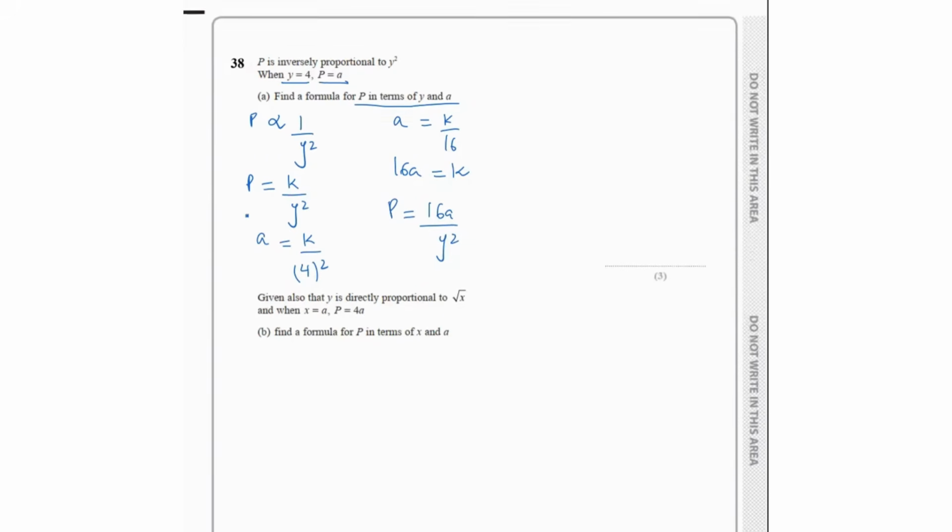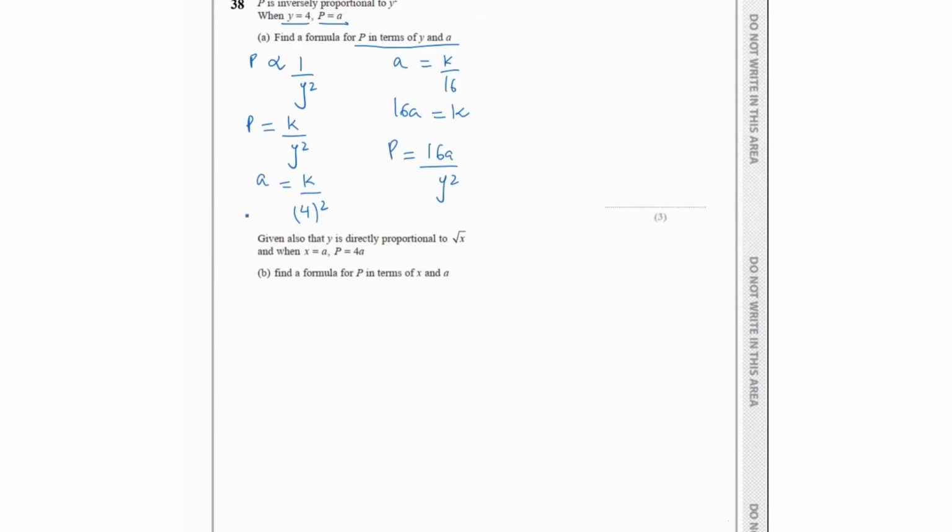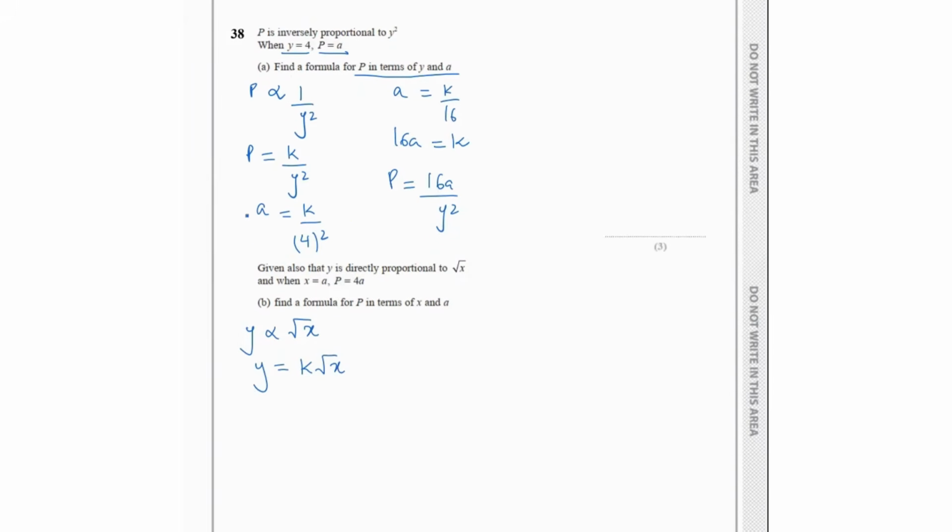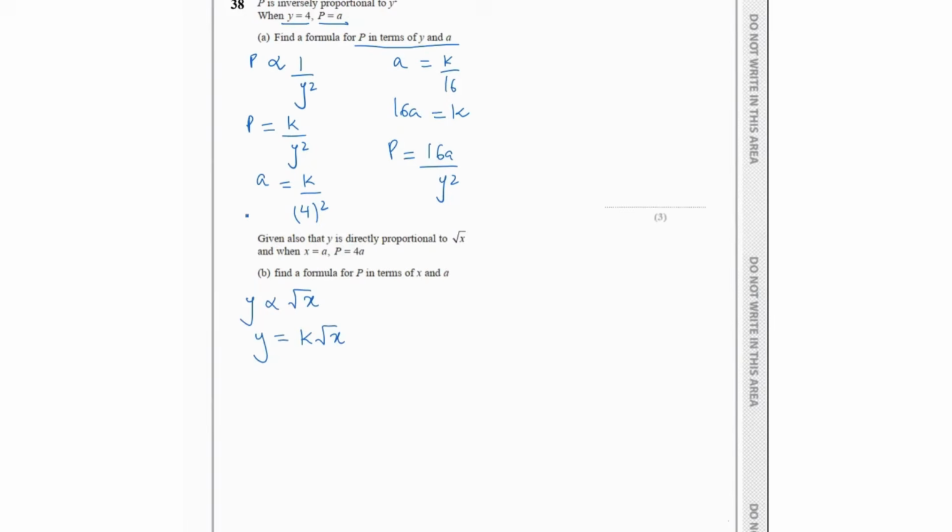So over here, then it says given also that y is directly proportional to root x. So if it's directly proportional, then it's not going to be a fraction. It's going to be y equals k times root x. In inverse, it's a fraction. In direct, it's just multiplication, no division. So when x is a, P is 4a. Let's find k again. So it says when x is a, P is 4a. Find a formula for P in terms of x and a.